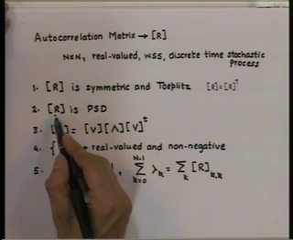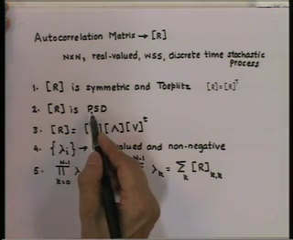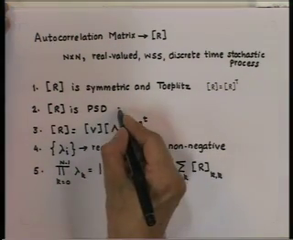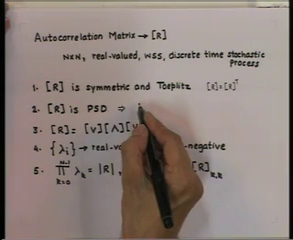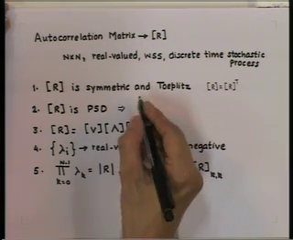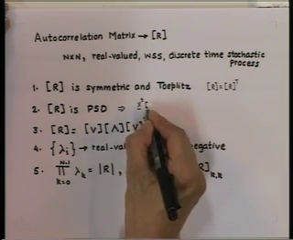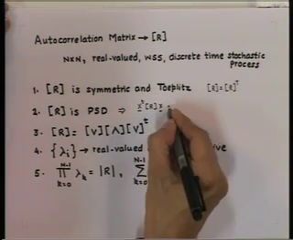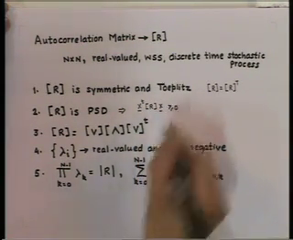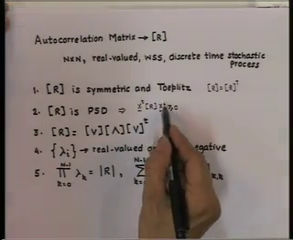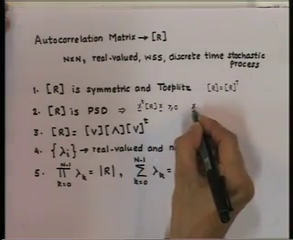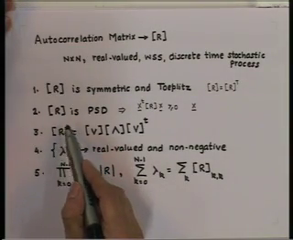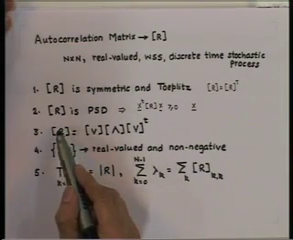The next property is that R is positive semi definite. What this implies is that X transpose R times X is always greater than or equal to 0 for any real valued X. The next property is that this autocorrelation matrix has an eigen decomposition.